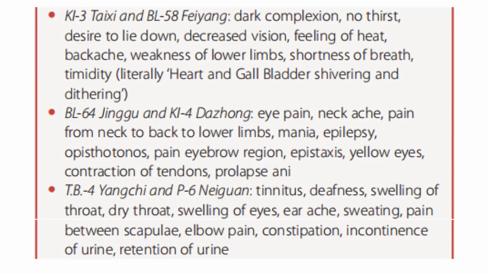Triple burner 4 and pericardium 6 can be used to treat tinnitus, deafness, swelling of throat, dry throat, swelling of eyes, earache, sweating, pain between scapulae, elbow pain, constipation, incontinence of urine, and retention of urine.